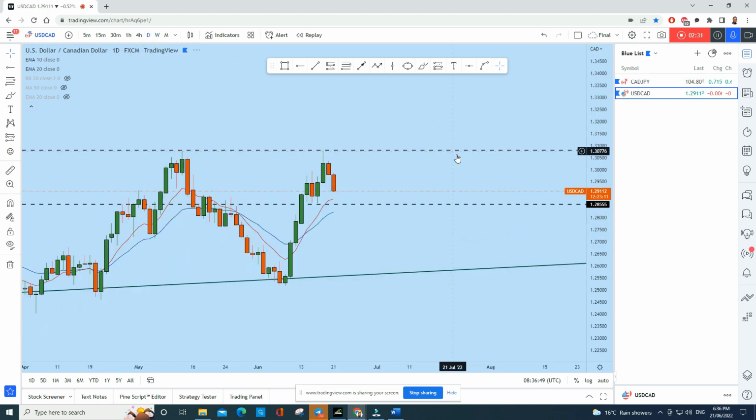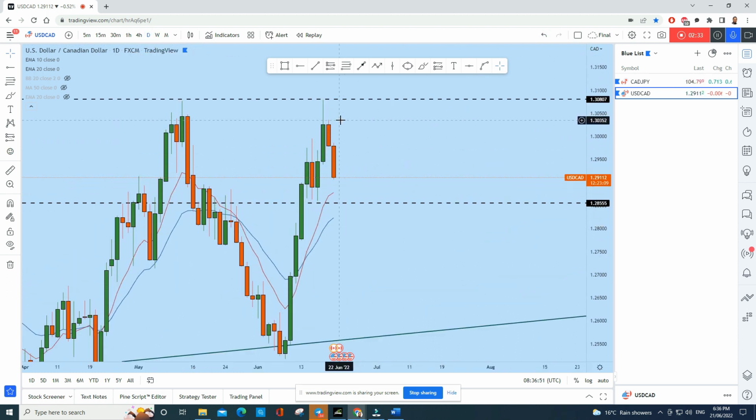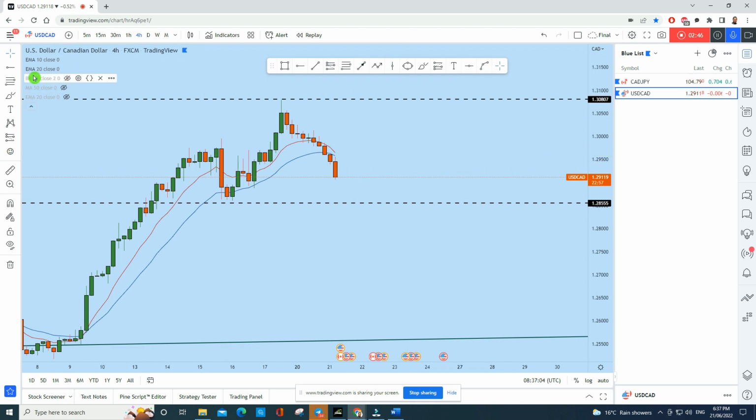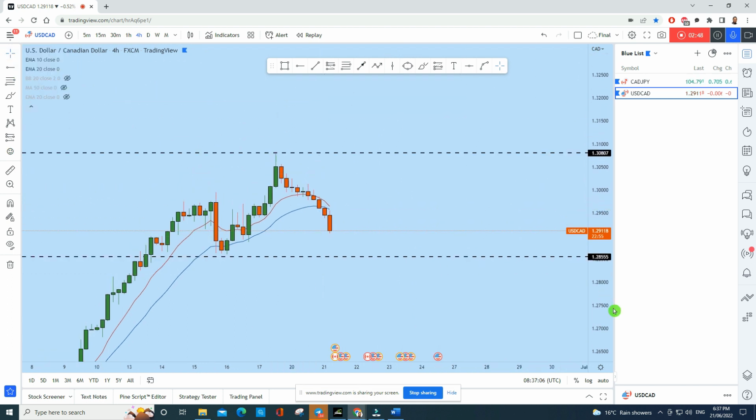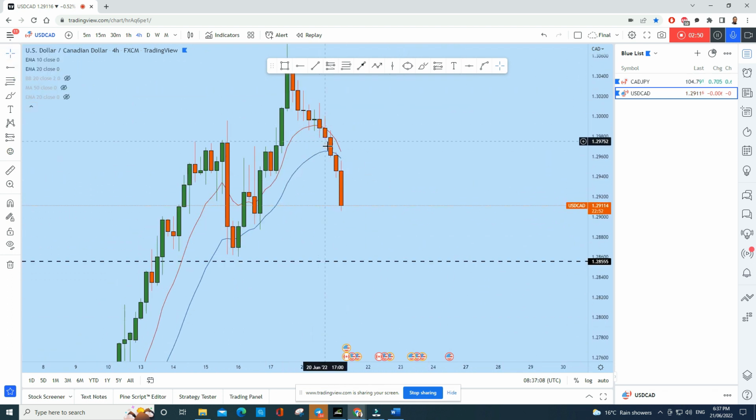Now going to the daily, we saw that after the previous day's rejection, this day also the price started to drop. Now at this point, how can we take a short trade opportunity on USD CAD? Going to the 4 hour, as you can see the price already dropped, creating quite a few red candles.